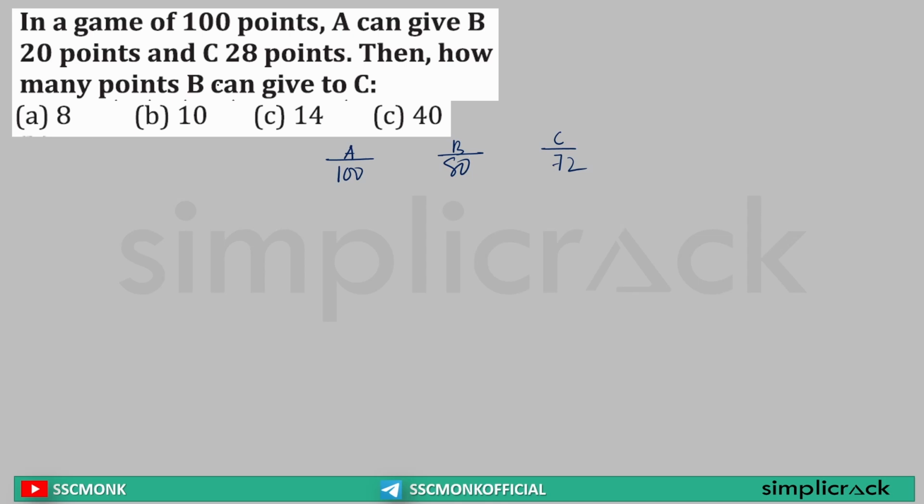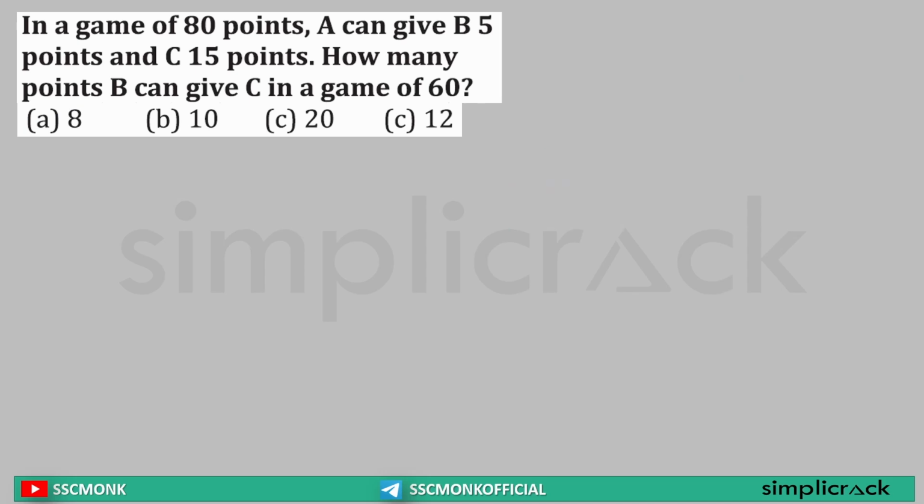Then how many points can B give to C? "B can give to C" is the same as a head start. Clear? So B is how many points ahead of C? 80 minus 72, that is 8. What is the answer? Option A. Clear?